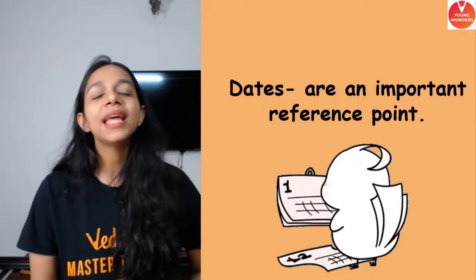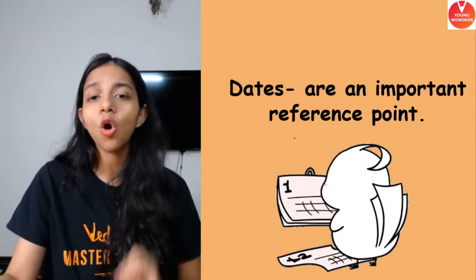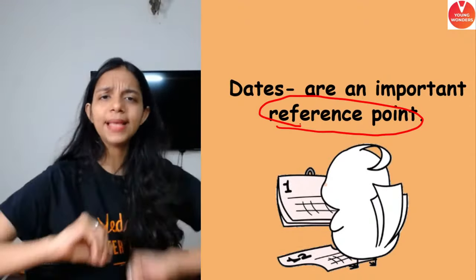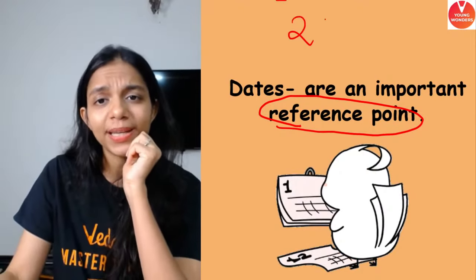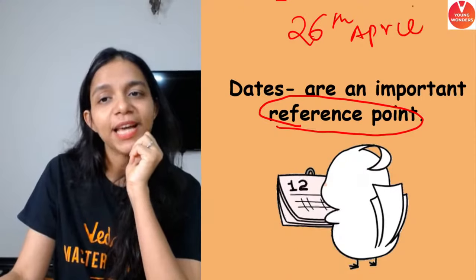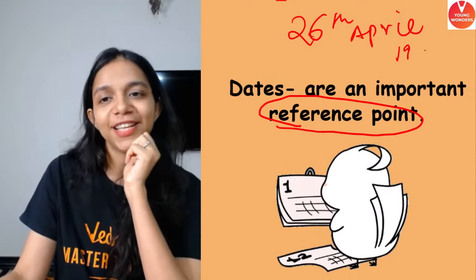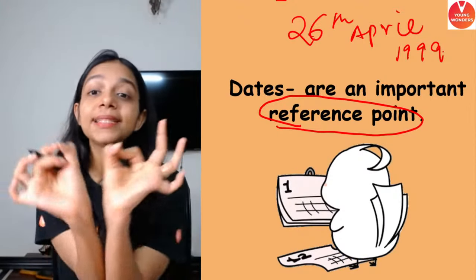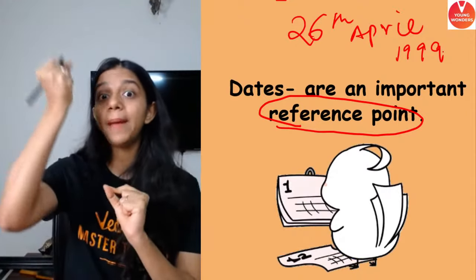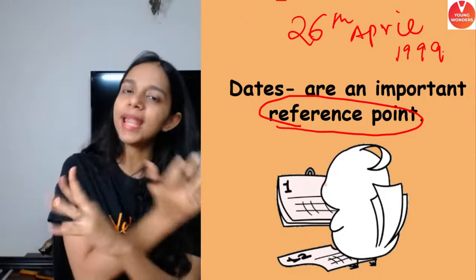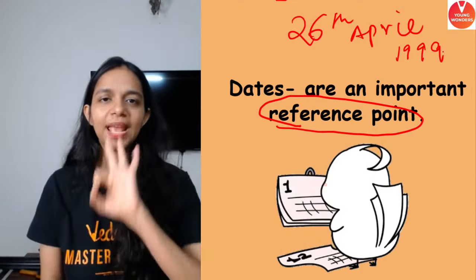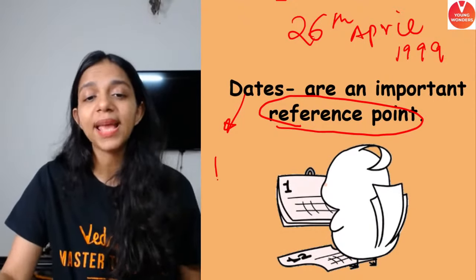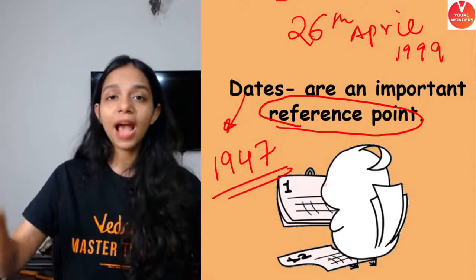The dates. They are very important in history because they provide us with a proper reference point. For example, I was born on 26th April. I'm going to change the year of my birth because I want to be younger. Let's say 1999. I was born on 26th April 1999. This date is an important reference point in my parents' life because before this date, they were only 2. After this date, they became a family of 3, right? What else? It is an important reference point because we can say in 1947, India got independence.